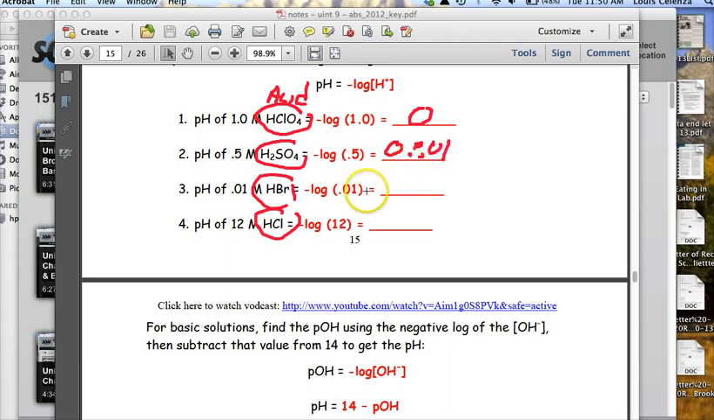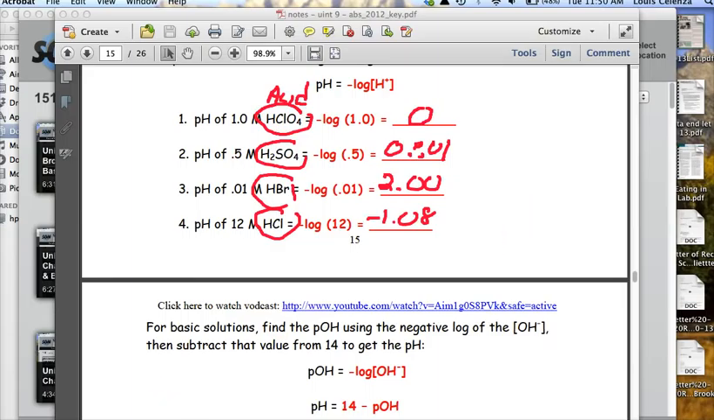0.301 as the pH. The next one, I believe the pH of this solution would be 2. That's a slightly weaker acid than this one. And then if you have a pH of 12, it's actually going to be a negative value. It's negative 1.08. That's an extremely strong acid. Notice it actually goes below the 0 line on the pH scale.